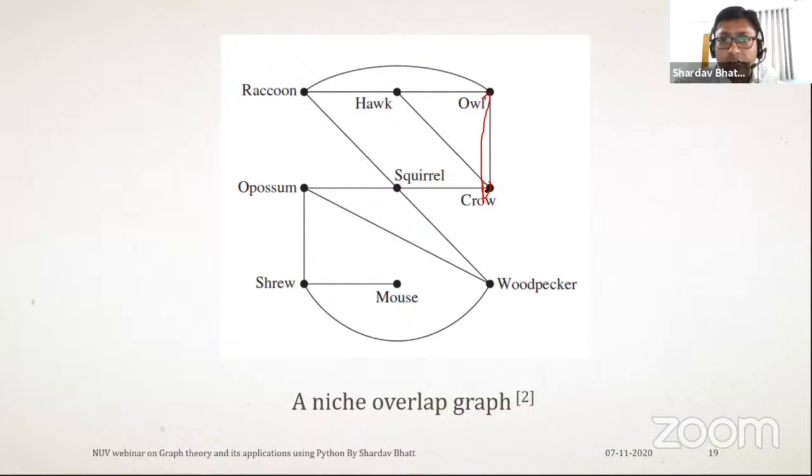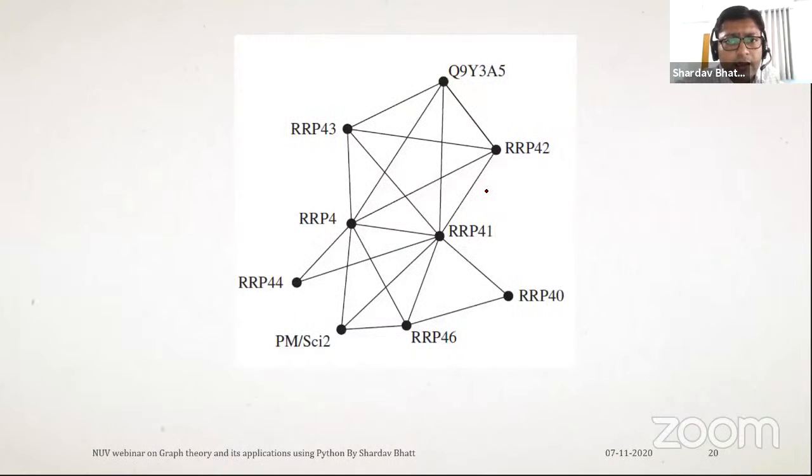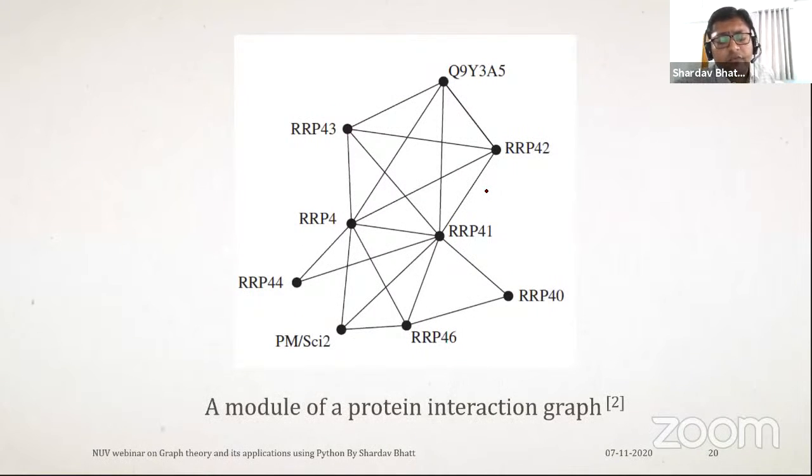This type of graph is used in biology. And in microbiology, this type of graph is used. This is a protein interaction graph. Our body is full of different types of protein. Which protein is interacting with which other type of protein is given by this protein interaction graph.